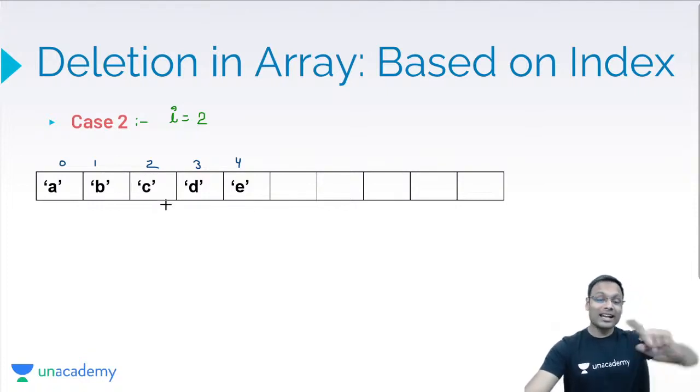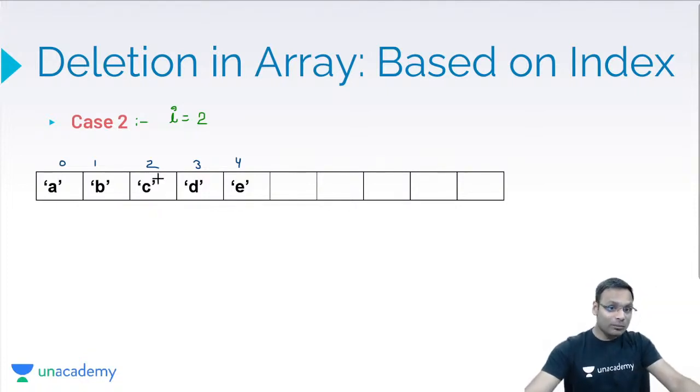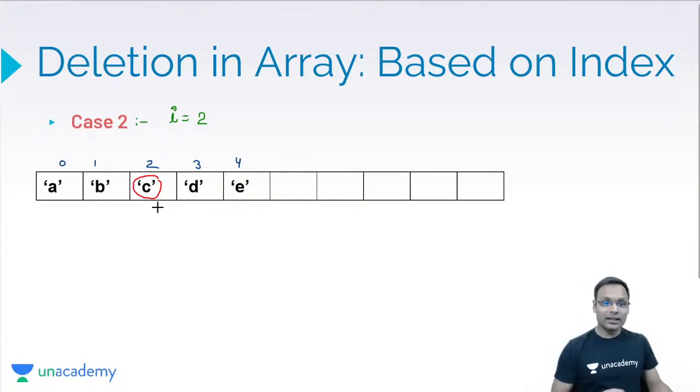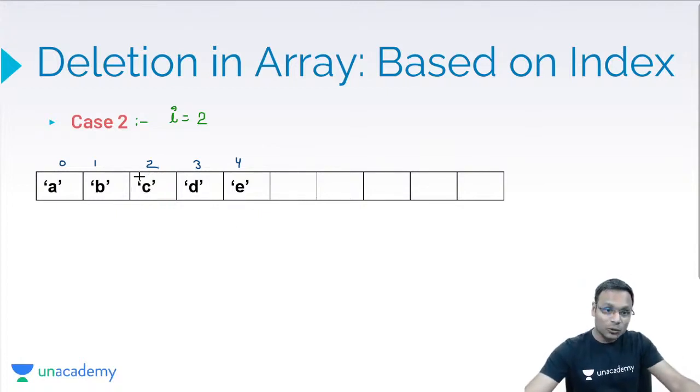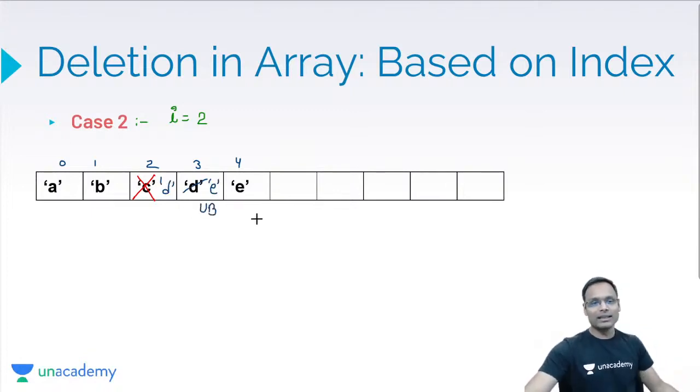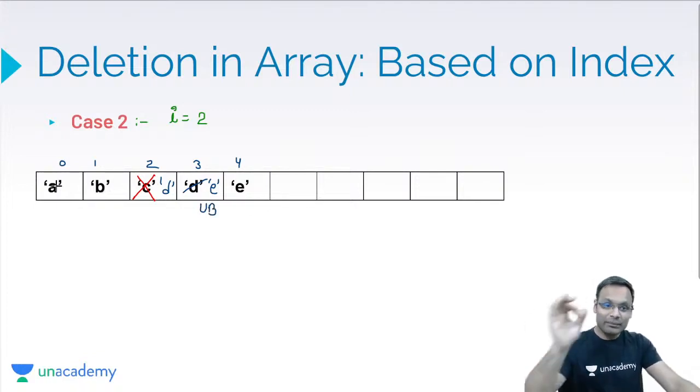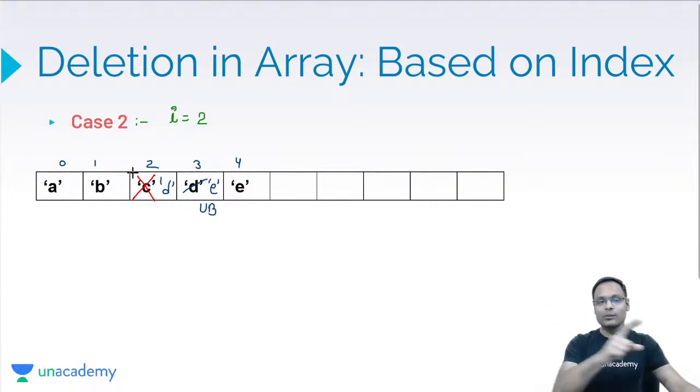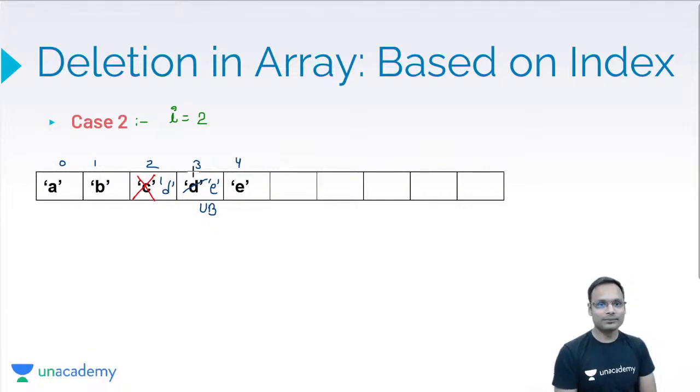What should I do? I'll have to shift. Suppose in the line, if one middle person is removed, the other persons following that fellow should move one step ahead. So in this case, C will be replaced by D, and E will be coming here, and upper bound will come up to this level only. That's it. So that I can have elements A, B, D, E at indexes 0, 1, 2, 3.